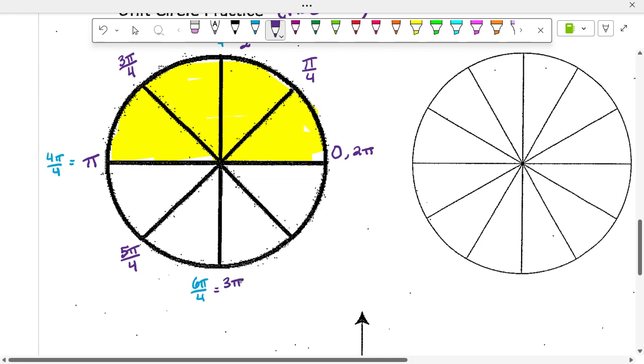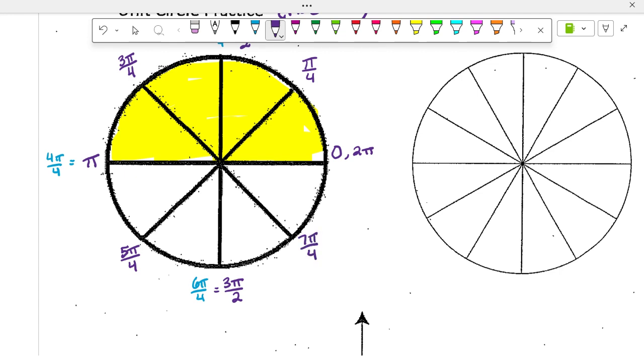3 pi over 2. The reason I'm making you simplify is because on the unit circle, you have to use the simplified versions. I'm just showing you where you can get the numbers from. All right, add another fourth. 7 pi over 4. And then if I add another fourth, this would be 8 pi over 4. Sorry. Which is 2 pi.